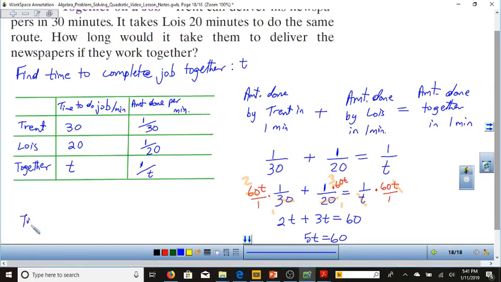Time to deliver newspapers together is 12 minutes. Let's take a look at the next question.